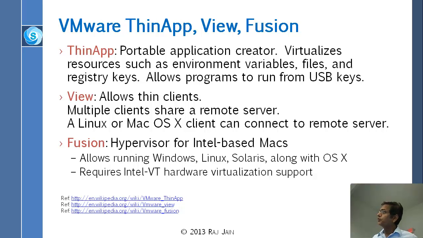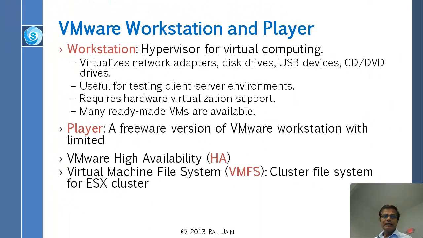Then there is a product called VMware View, which allows thin clients. We talked about thin clients, right? So that you can use multiple clients on a remote server. That is View. Fusion is for Macs, so you can run Windows, Linux, anything on OS X. They have something called VMware Workstation, which is for the workstation environment, whereas ESX was for the data center environment. Then they have something called Player, which is a freeware version of VMware Workstation with limited features.